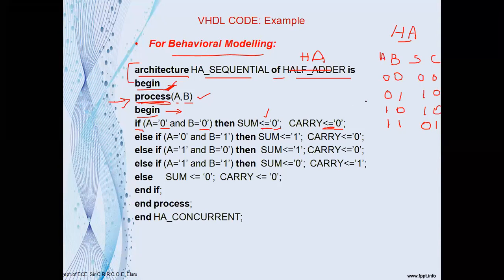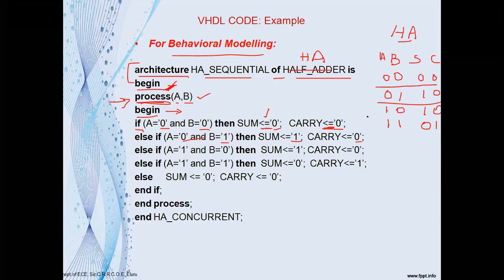If it is not the 0, 0 case, then else if, the second case is 0, 1 and 1, 0. So if A is 0 and B is 1, then the output is supposed to be sum is 1 and carry is 0. So that's why you are directly writing a statement that if A is 0 and B is 1, then assign sum as 1 and carry as 0.